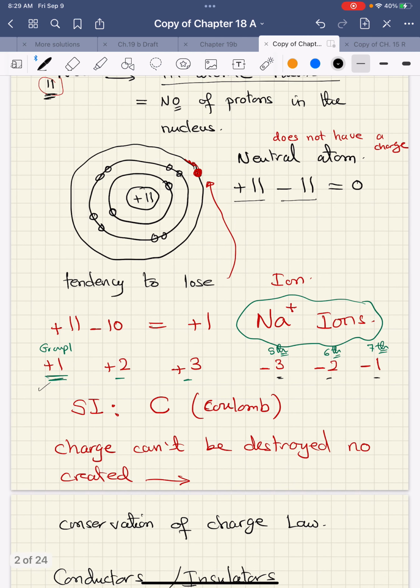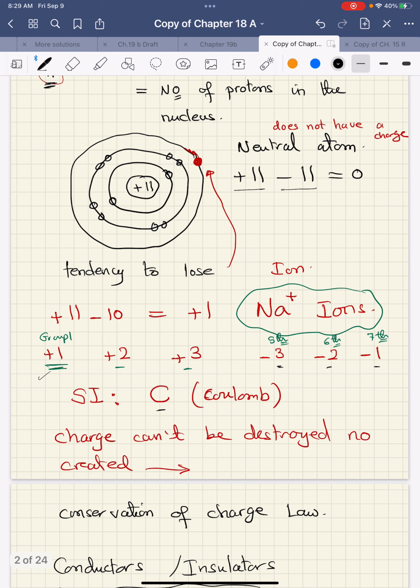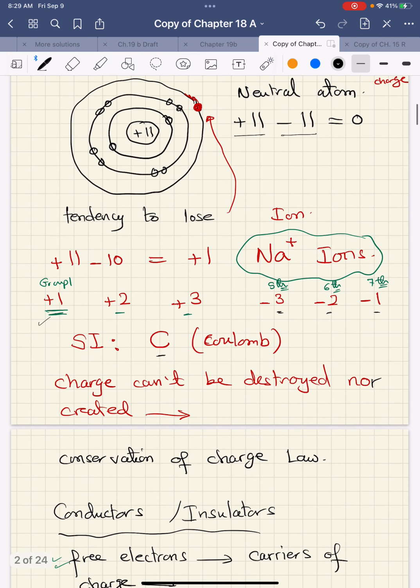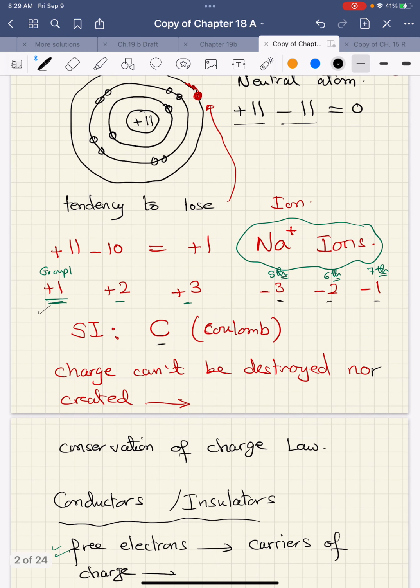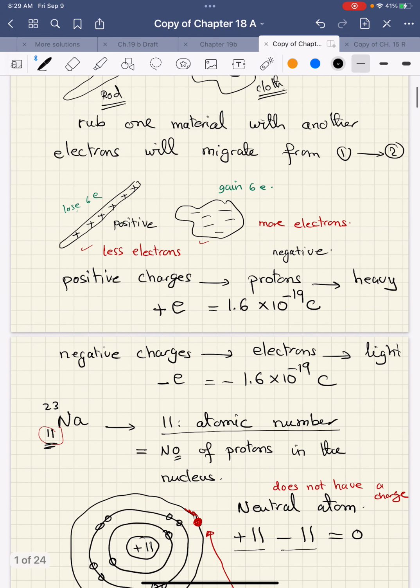In the SI system, charge is measured in coulomb, and coulomb we give the capital C. Something that we need to know is that charge cannot be destroyed nor created. We have this conservation of charge law, like if you look here, I said this one is going to lose 6, this one is going to gain 6.